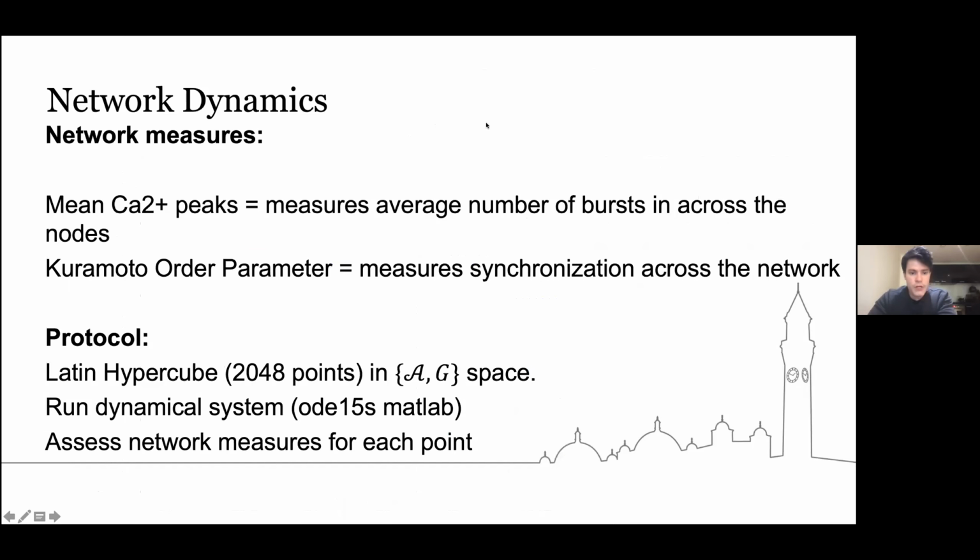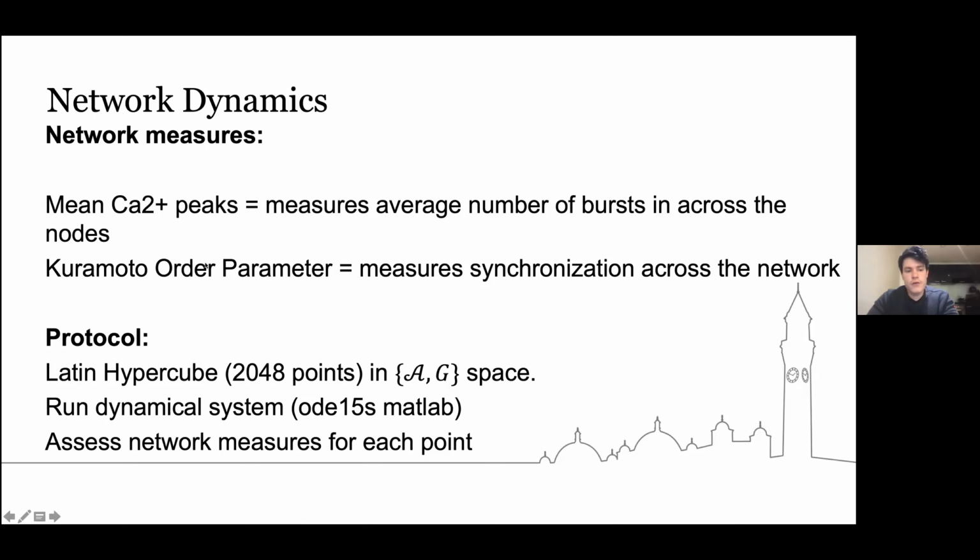And so what we're going to do is actually look at several different networks in assortativity and network activation space on a Latin hypercube, run the dynamical system, and then assess the network measures at each point. The network measures we're going to look at is the mean calcium peaks, which is the average number of bursts over all the nodes. So this gives us an idea of the frequency of activity in the cell network.